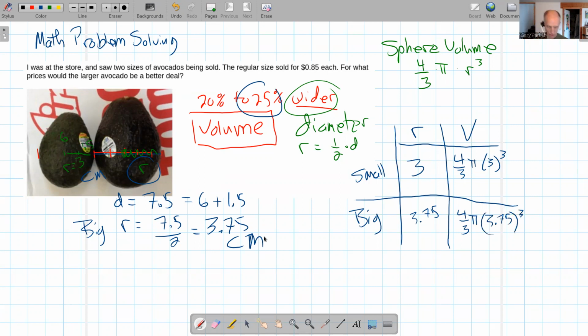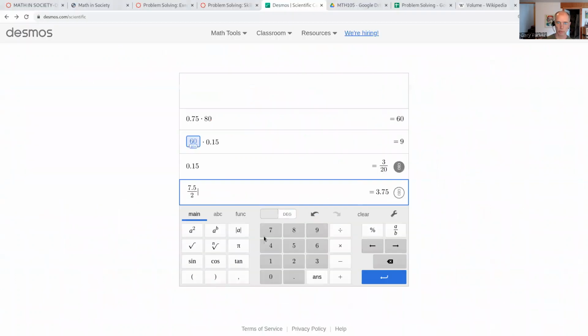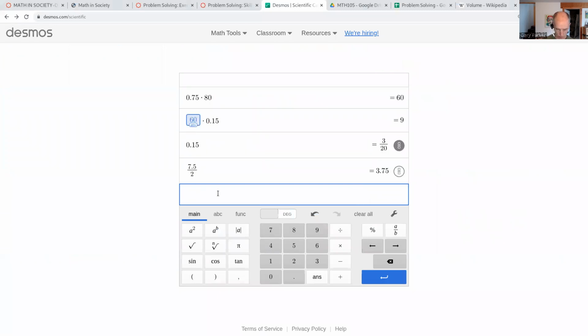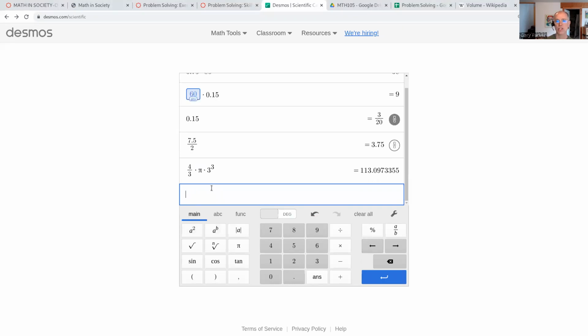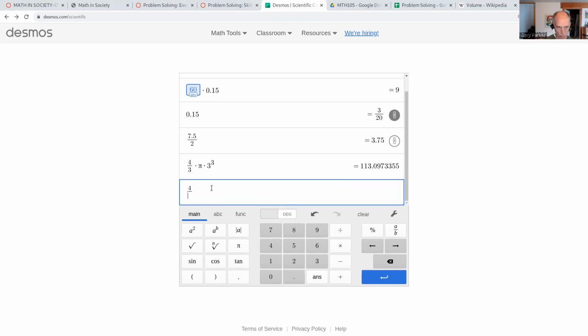All right. Calculate time. Well, this might be a good place for a spreadsheet. Do it both ways for fun. All right, so 4/3 times pi times 3 raised to the 3rd power. All right, so that's the volume of the little one. 113-ish cubic centimeters. 4/3 times pi times 3.75 raised to the 3rd power.